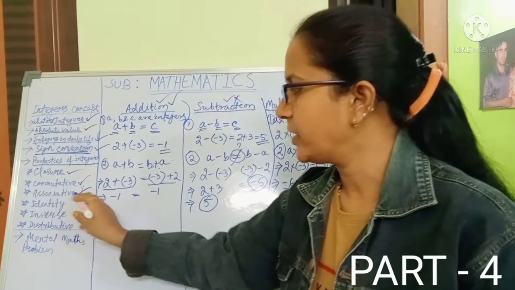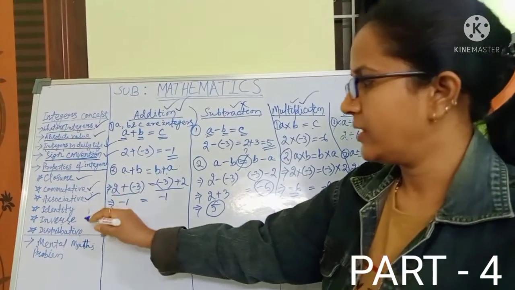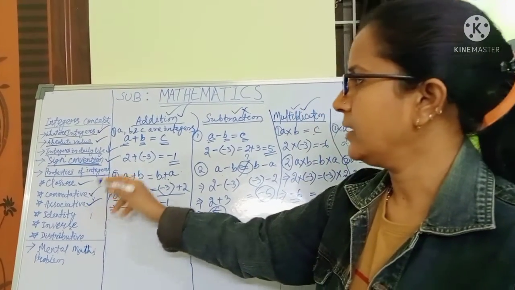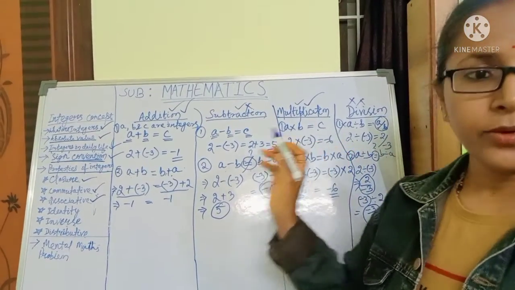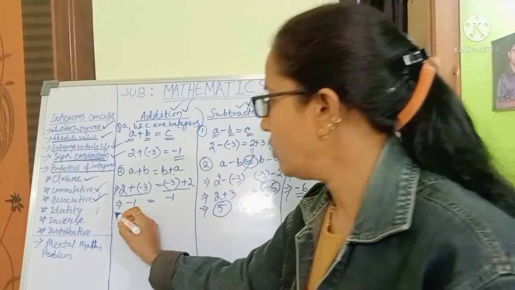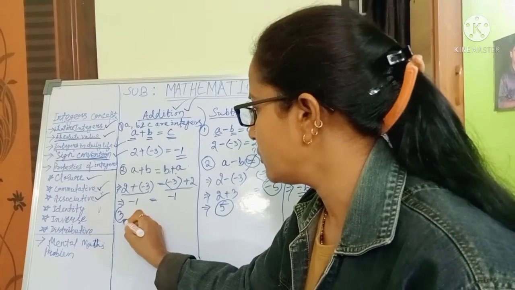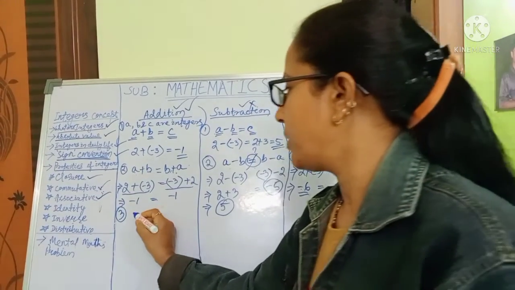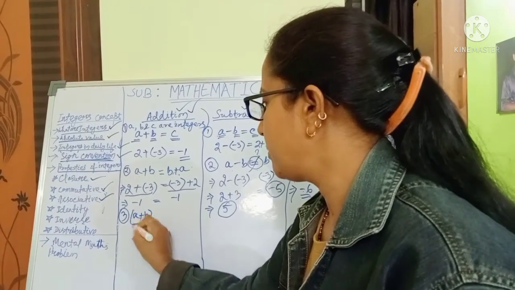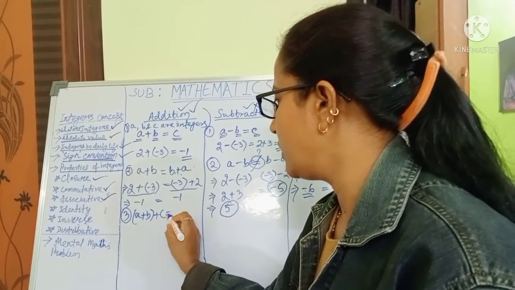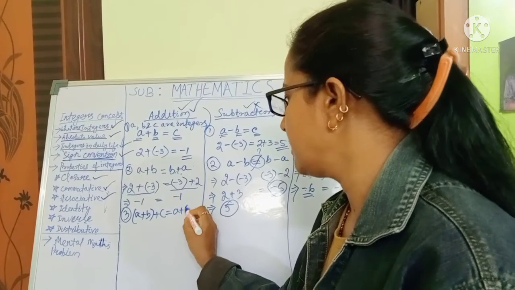The third property is associative. Whether this associative property is applicable for all the operations, we'll check. So now the third property is associative. For addition, we'll check. The property will be like (A + B) + C is equal to A + (B + C).